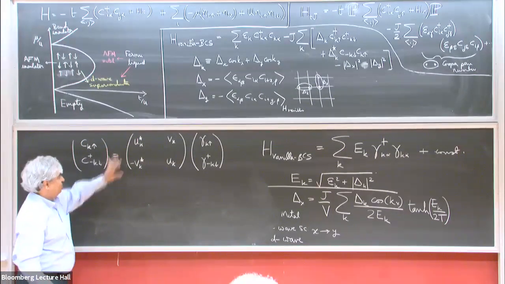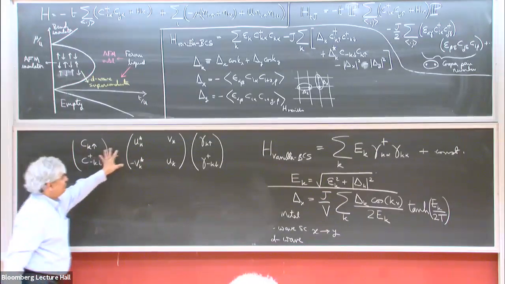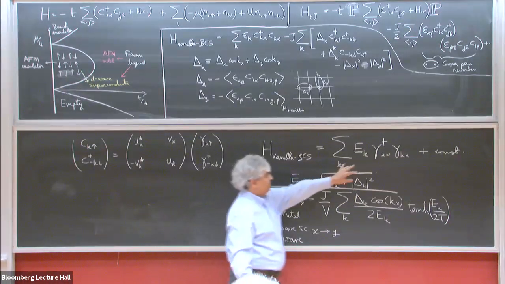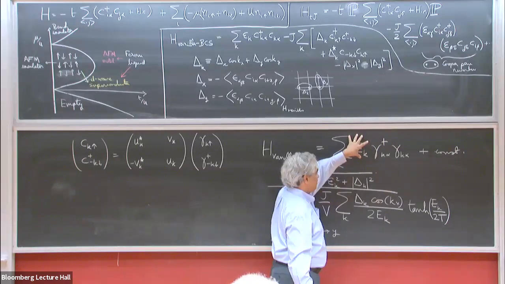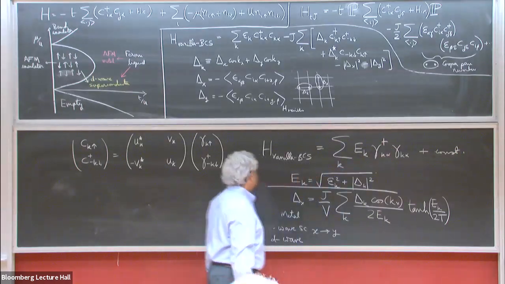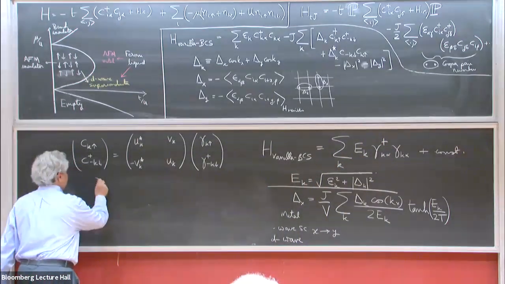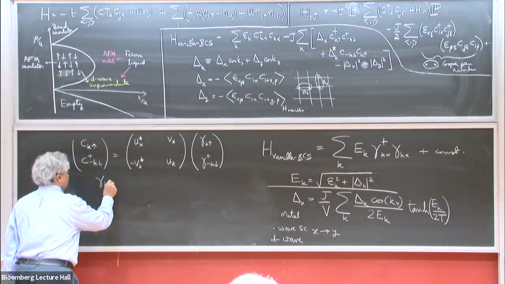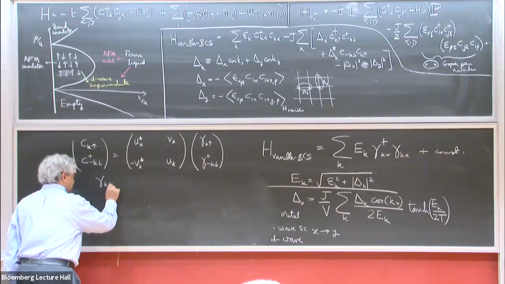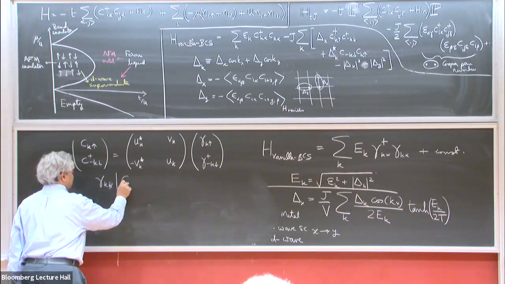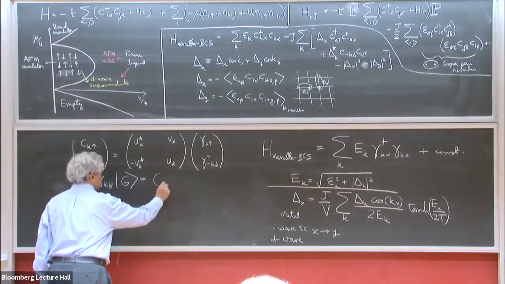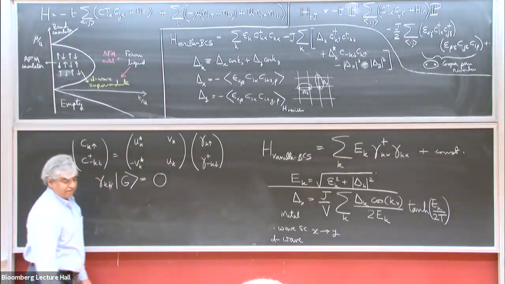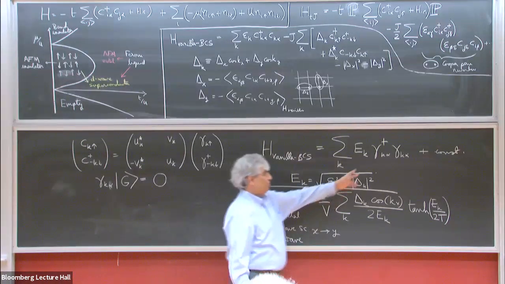And that pretty much follows from this rotation and the fact that these numbers are always positive. So it's clear that the ground state is the state that gamma k up and gamma k down, both spin up and down, acting on the ground state give you 0. So it's the vacuum of the Bogoliubov particles.